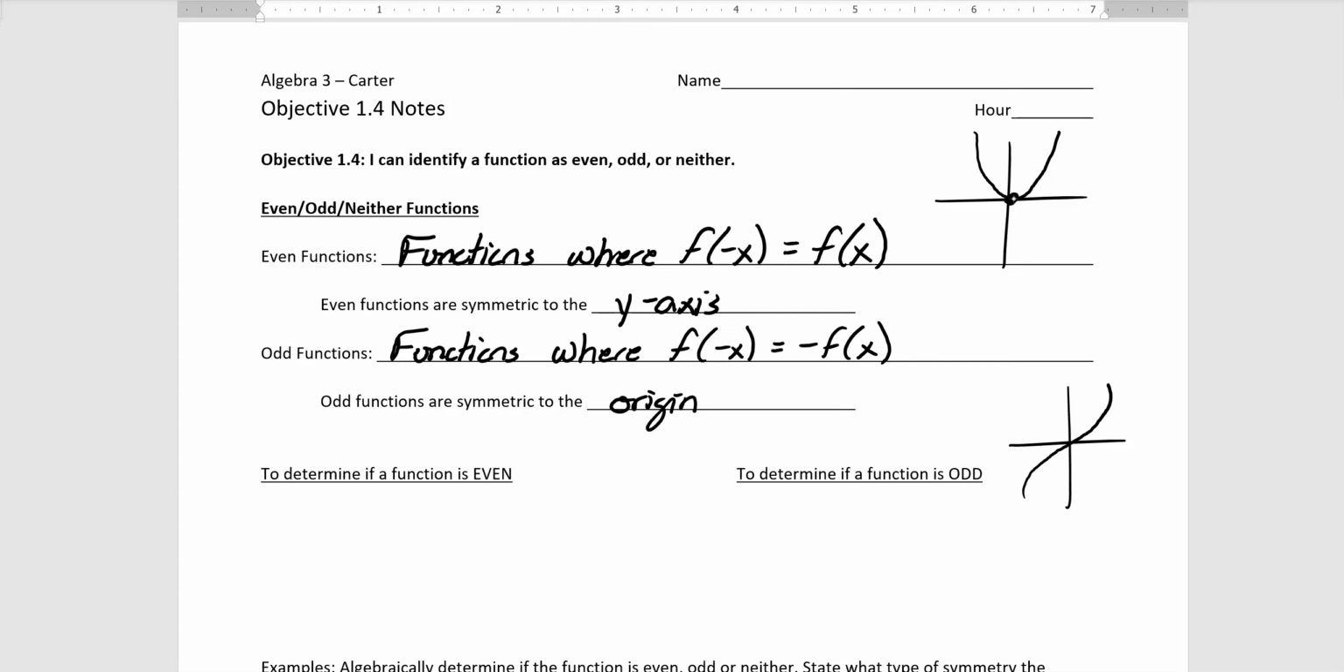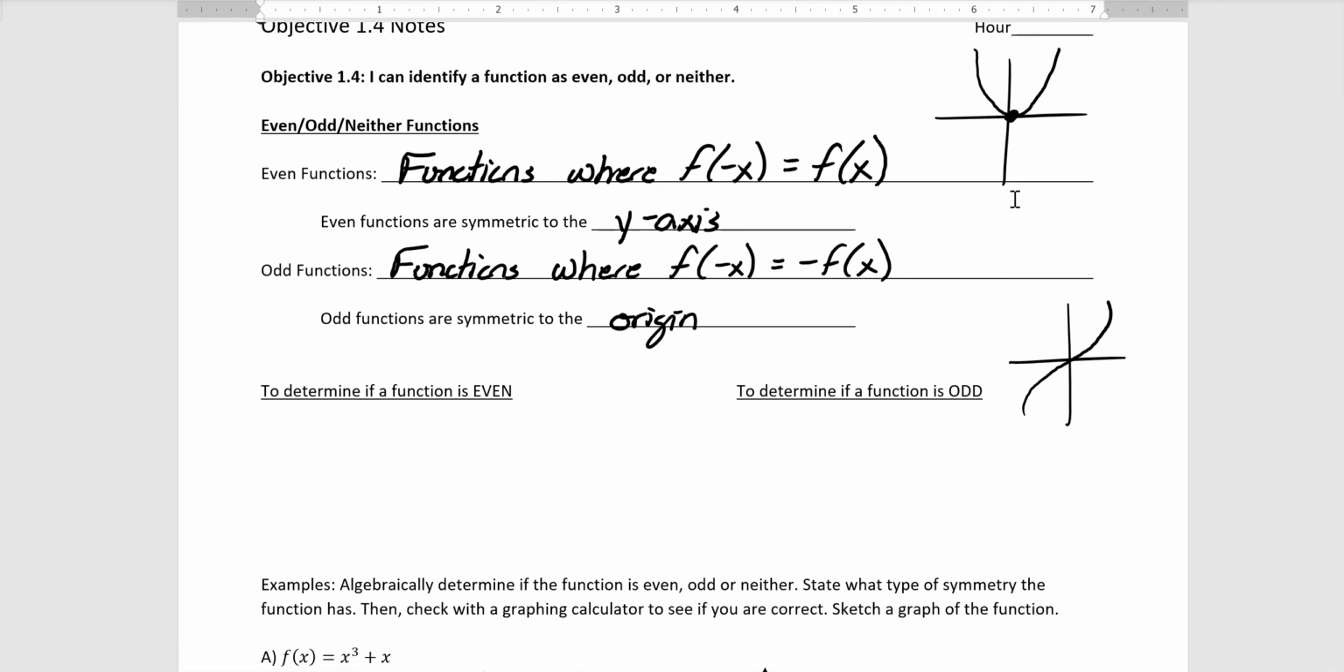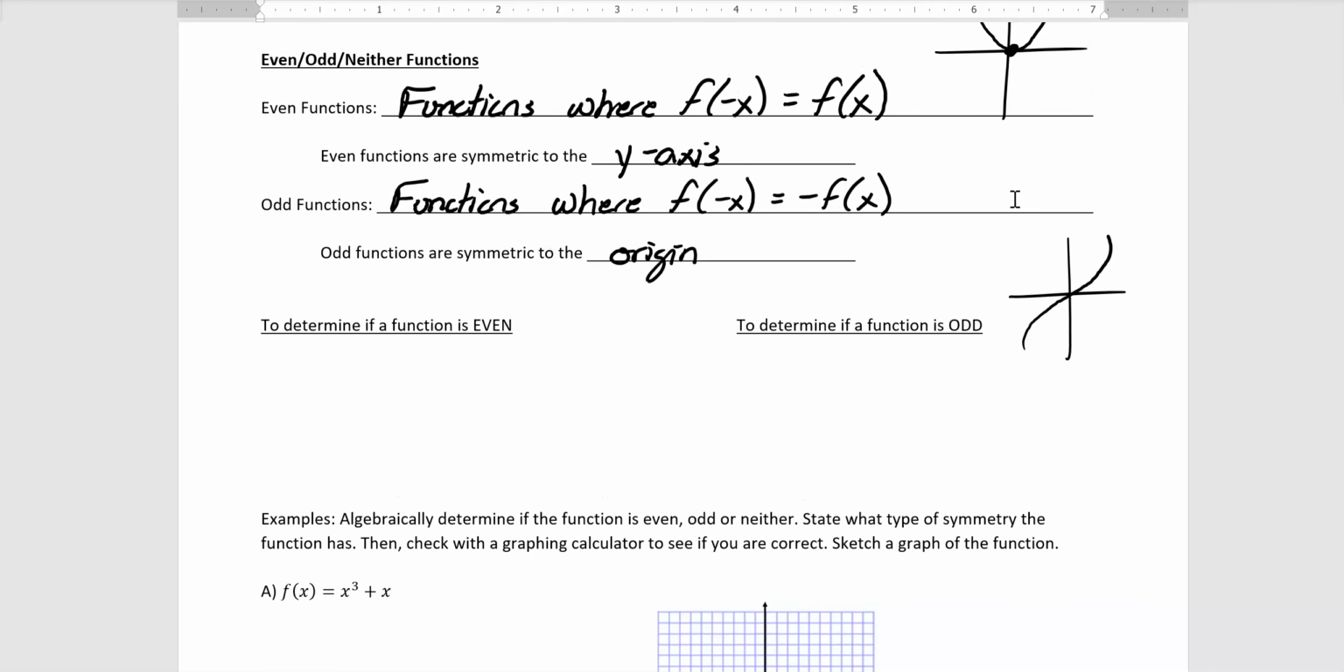So to determine if a function is even or odd is very straightforward. Now you're probably wondering, well, what about the neither functions? Well, neither functions are functions that aren't even or odd. It's very possible for a function to be neither. That is actually probably more common than a function being even or odd. But that being said, let's figure out how to determine algebraically if a function is even or odd.